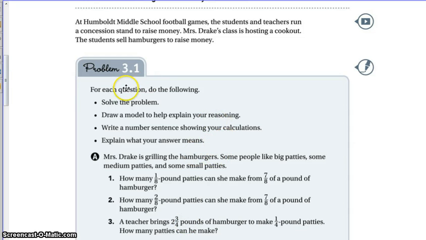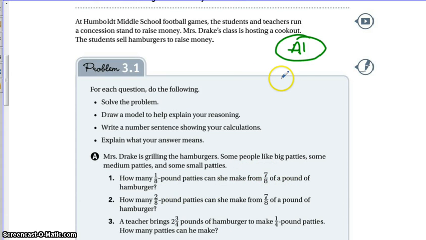All right, so we are making hamburgers at a concession stand to help raise money for the school. So we are going to solve the problem. We're going to draw a model to help us explain, and then write a number sentence, and then explain what our answer means. So first things first, we're going to start with A1. It says, Mrs. Drake is grilling the hamburgers. Some people like big patties, some people medium patties, and some small. How many 1/8 pound patties can she make from 7/8 of a pound of hamburger?